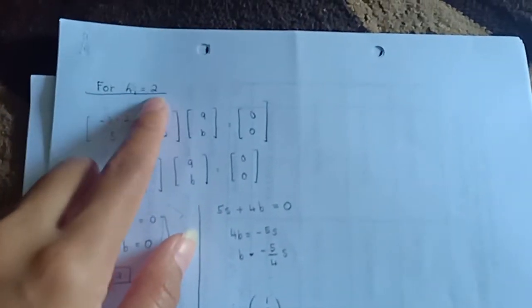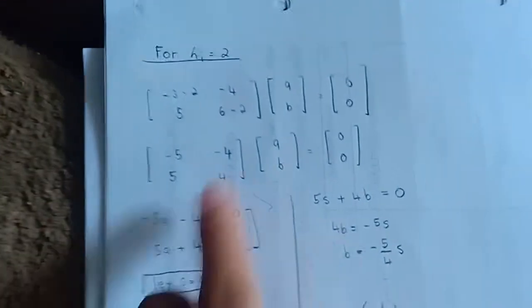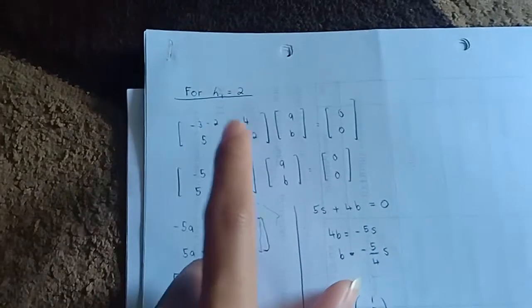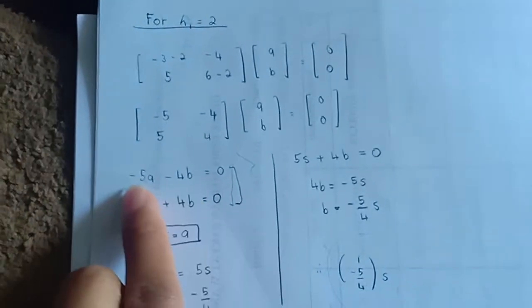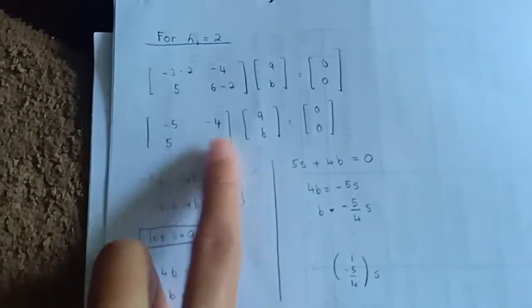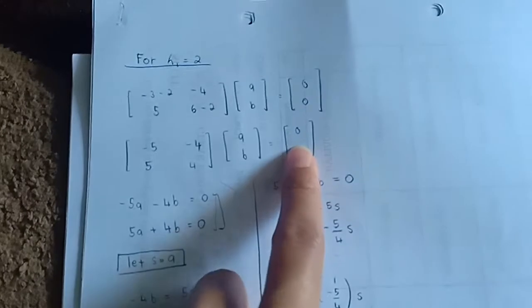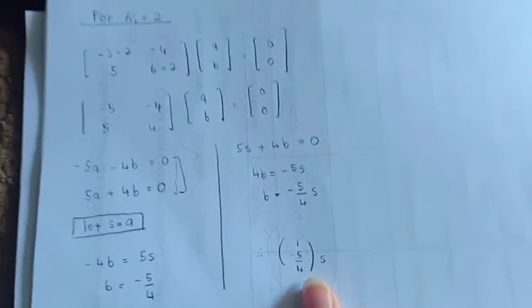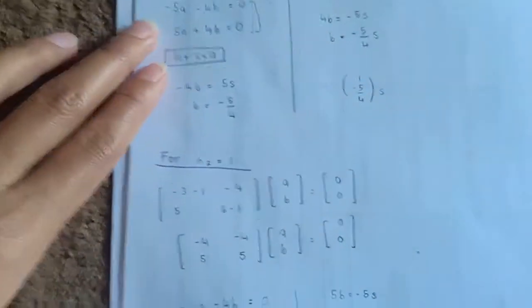We proceed. For lambda 1 equal to 2, we substitute the lambda into this equation and we will get the eigenvector. I substitute lambda 1 equal to 2 here, and I get this equation: negative 5, negative 4, 5, 4, times A, B, equal to 0, 0. We let S equal to A, and we get 1, negative 5 over 4 S. We do the same step for lambda 2 as well.